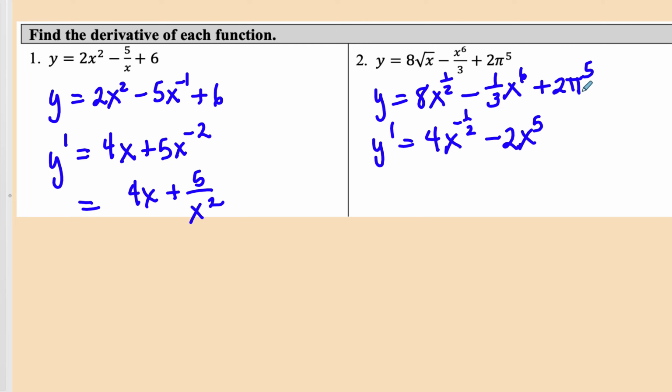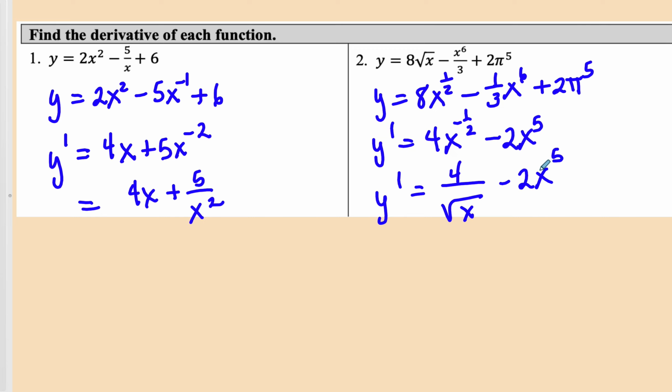And don't be fooled by this one. This says pi. This does not say x, so you can't use the power rule. This is really just a constant, and the derivative of a constant is 0. And if you want to make these into positive exponents, this will be in the denominator, and I'll just use a radical symbol here to help me out.